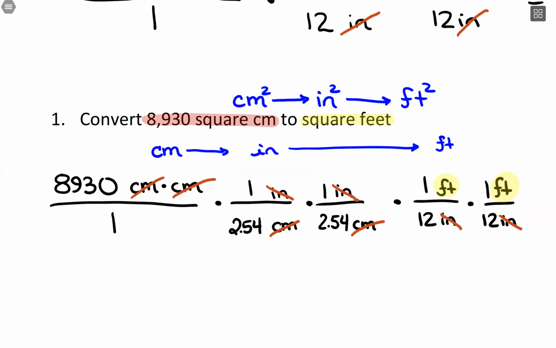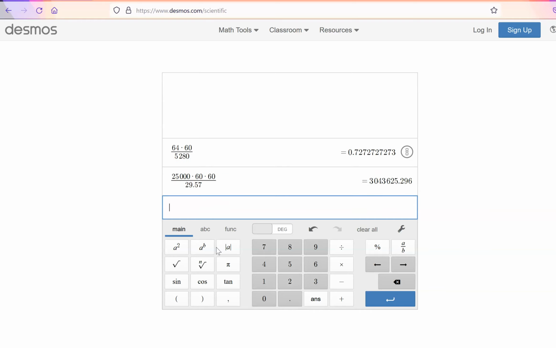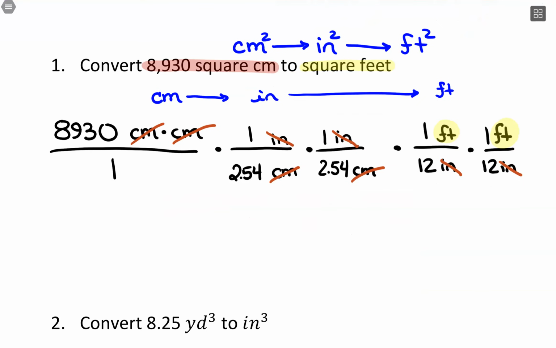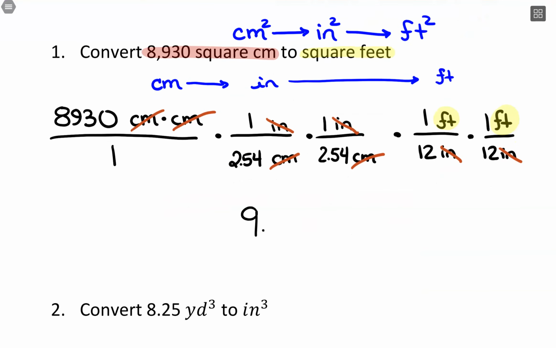So I'm going to need to take that 8,930 divided by 2.54 times 2.54 times 12 times 12 for a 9.61 feet squared. And if you want to try this the short way, like I showed up above there, try it out and just check that you get the same answer there.